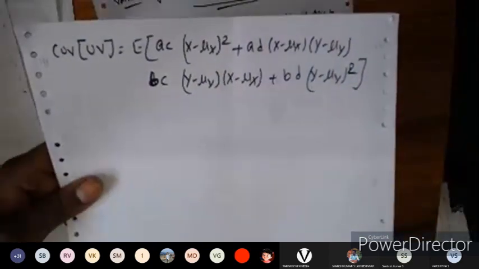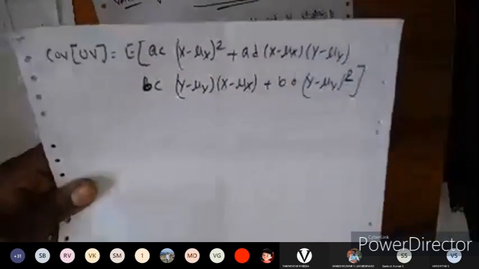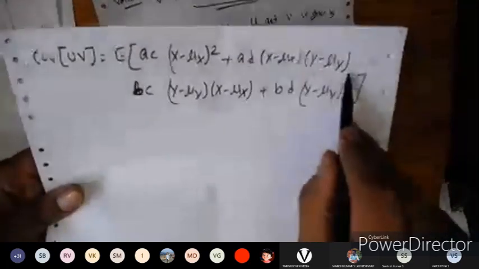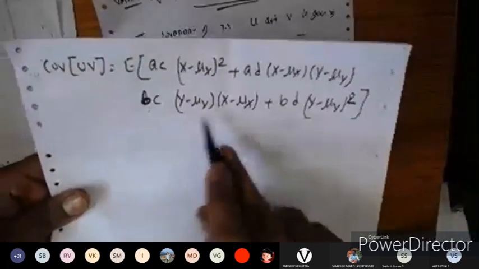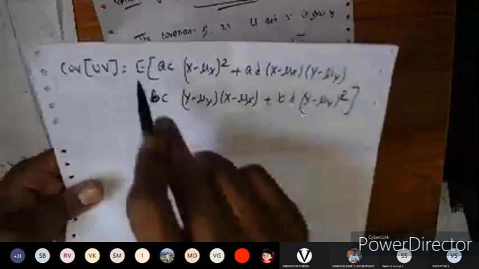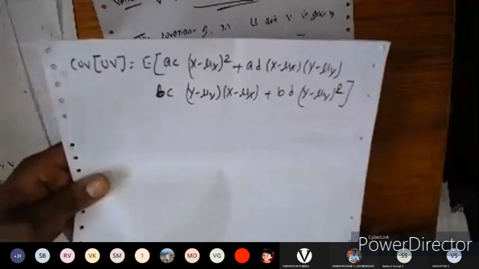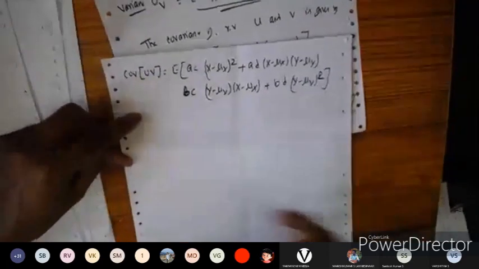So (y − νy) the whole square, when you take the product, we'll get (x − νx) the whole square plus AD (x − νx)(y − νy) plus BC (x − νx)(y − νy), and so on. Now let us evaluate the expectation for the individual terms here.